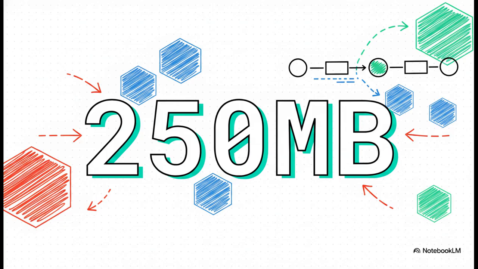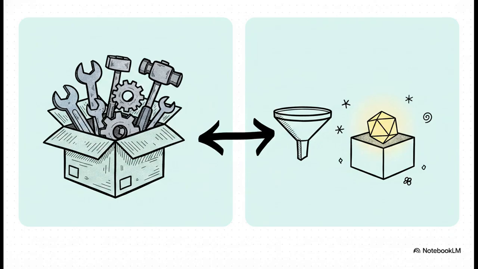But check this out. By applying just a few smart optimization techniques, they managed to slash that bloated beast down to a very lean 250 megabytes. That's nearly an 80% reduction in size. It literally transformed their CI/CD pipeline efficiency overnight. So how exactly did they pull that off?